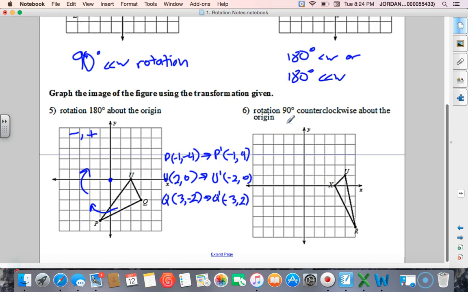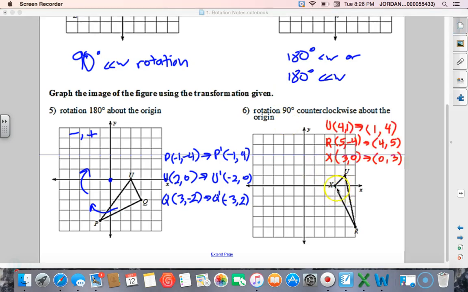on your own. Okay, so we're going 90 degrees counterclockwise, which means we're going to be going from this quadrant up into this quadrant right here, where everything is positive. So positives and positives. Since I'm going 90 degrees, I'm going to swap all my numbers. 4, 1 becomes 1, 4. R is 5, negative 4, so it becomes 4, 5. And then 3, 0 becomes 0, 3. And in this quadrant, everything's positive, so I don't have to put negatives on anything. These would be my new 3 points.